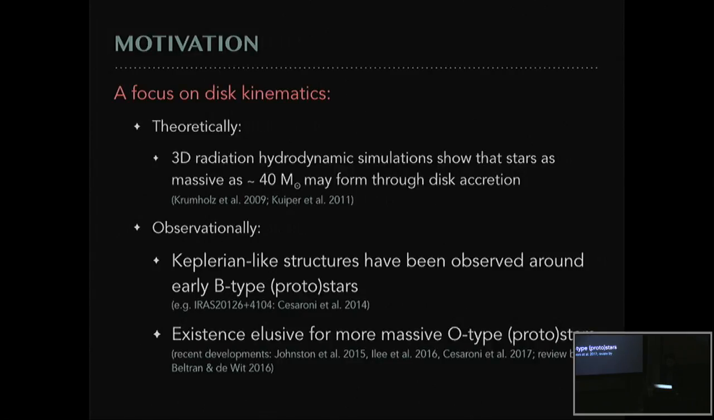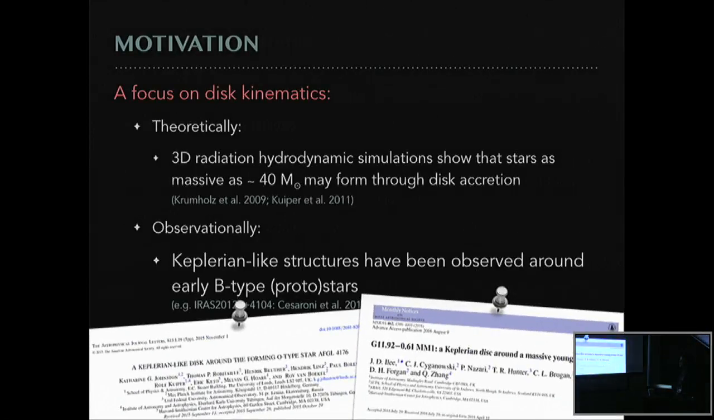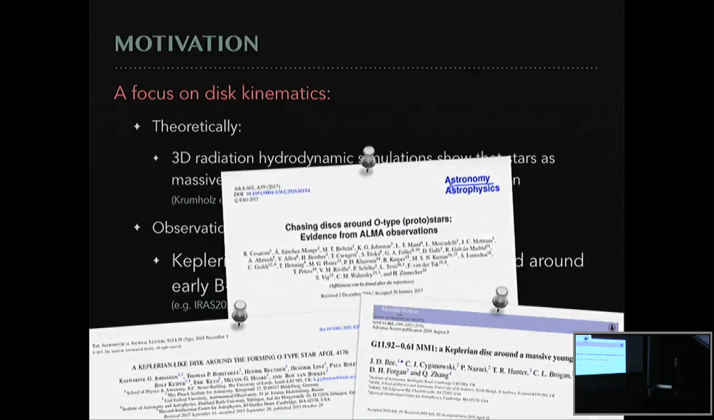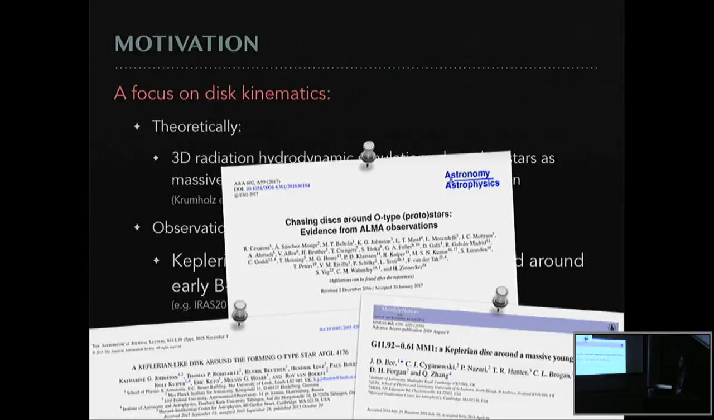Keplerian-like structures have been observed so far around B-type stars, but those around O-type stars have only been found more recently. There have been a couple of papers in the past couple of years by Katharine Johnston and John Ilee. And this year, Riccardo Cesaroni presented a sample of 6 O-type protostars, for which he found disks around about half of them.